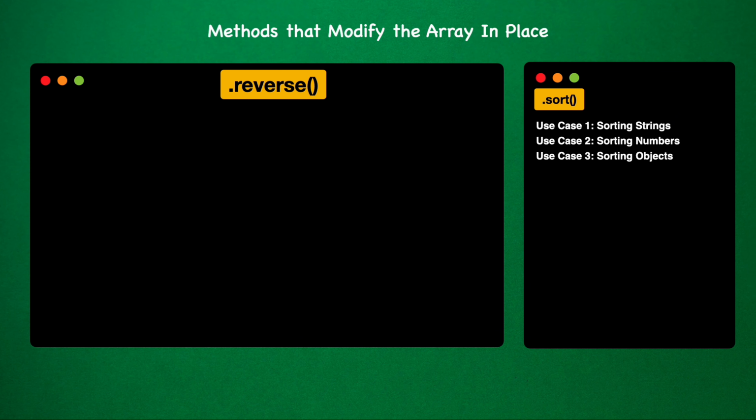The next one is the reverse method. This function inverts the order of the elements within the array, flipping it like a pancake so that the first element becomes the last and the last becomes the first.